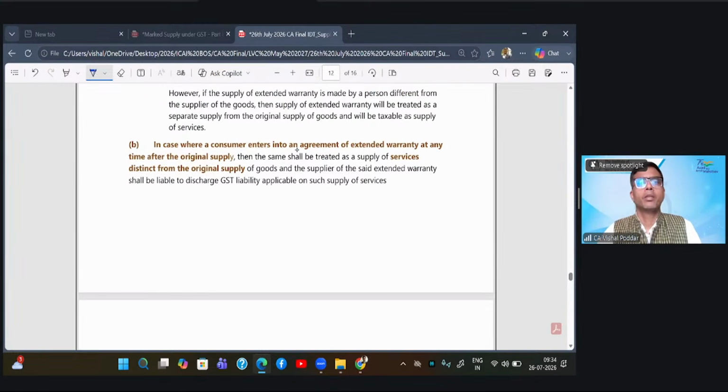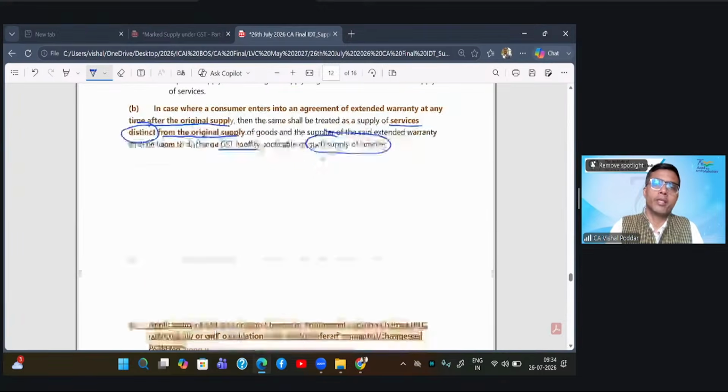Second, in case where the consumer enters into an agreement of extended warranty, but not at the time of supply, after the supply. So let us say today you purchase the car, you don't avail the extended warranty. After some time, 1 year or 2 years, you come back to me and say that I want to take that extended warranty. So I charge you 15,000. In this case, this extended warranty becomes a separate supply, distinct from the original. And now the GST is applicable as supply of service, not as supply of car.